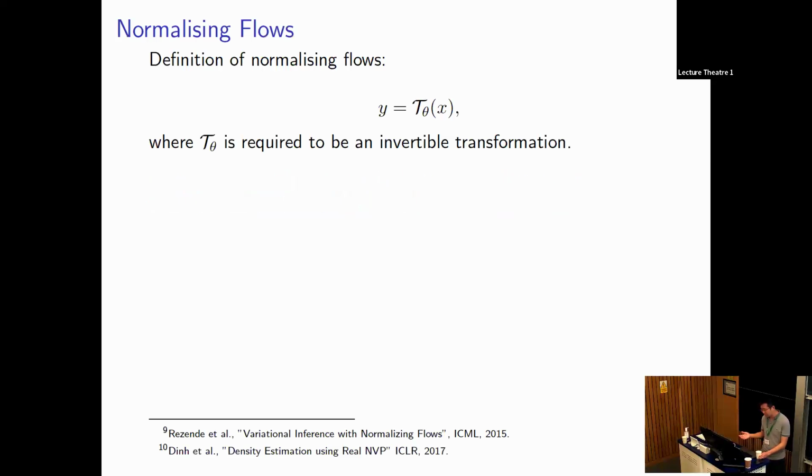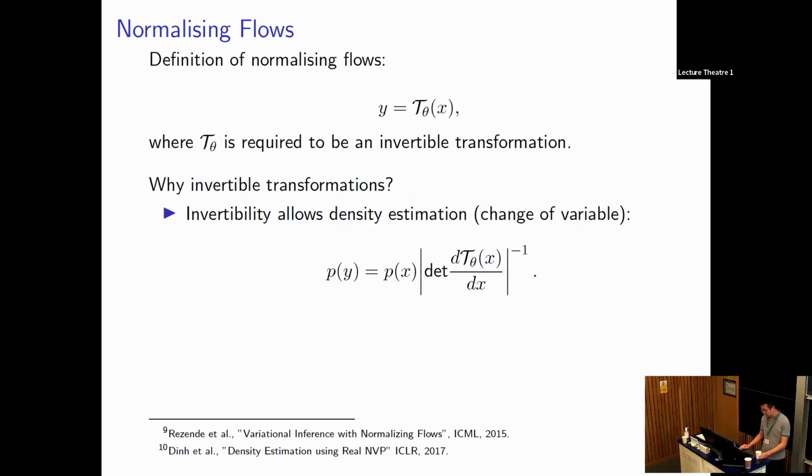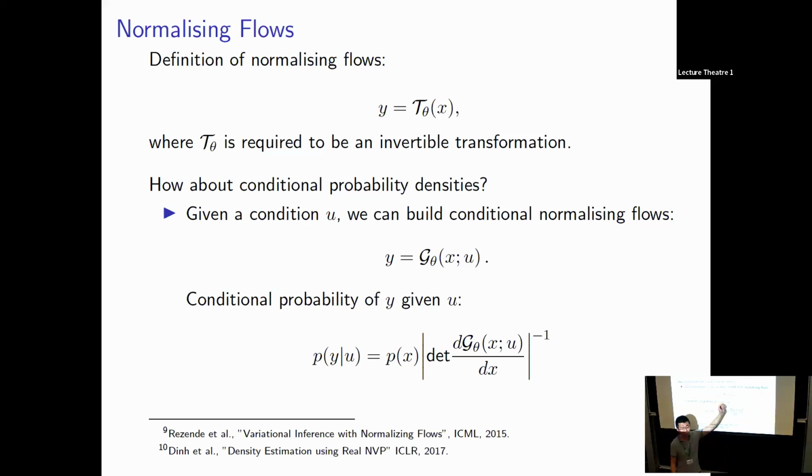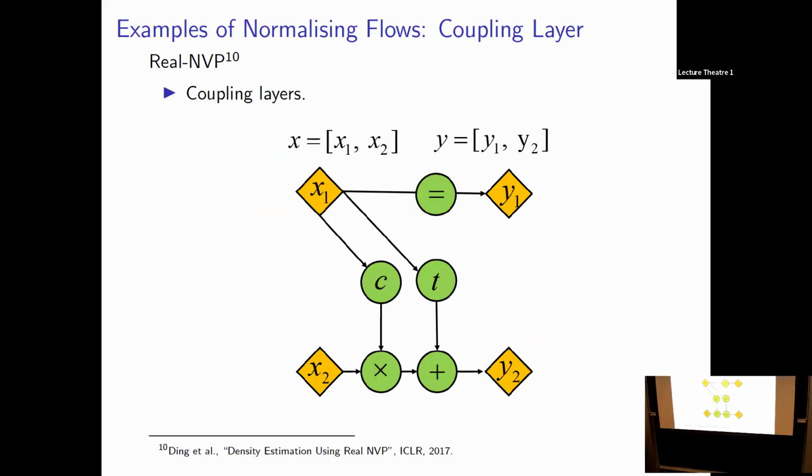Just a quick introduction of normalizing flow. It is a type of neural network that is invertible. If the function is invertible, we can use change of variable to compute the density. And how about conditional density? When you compute the conditional likelihood, or the proposal as a conditional density, there's also a variant of normalizing flow called conditional normalizing flow. You can have a conditioning input U as an input of the neural network to perform this change of variable computation.